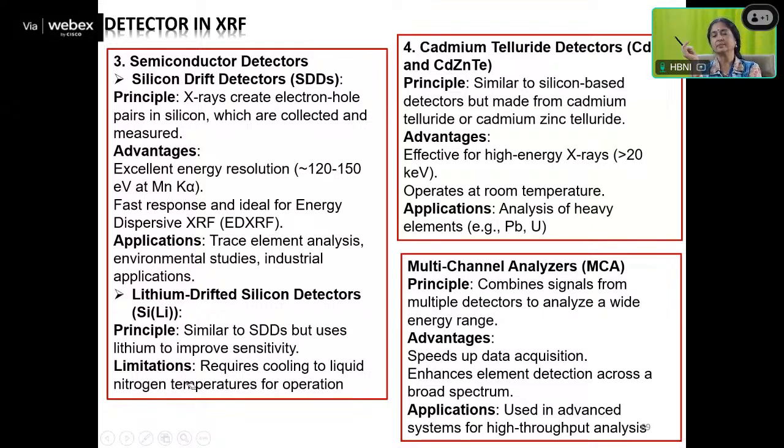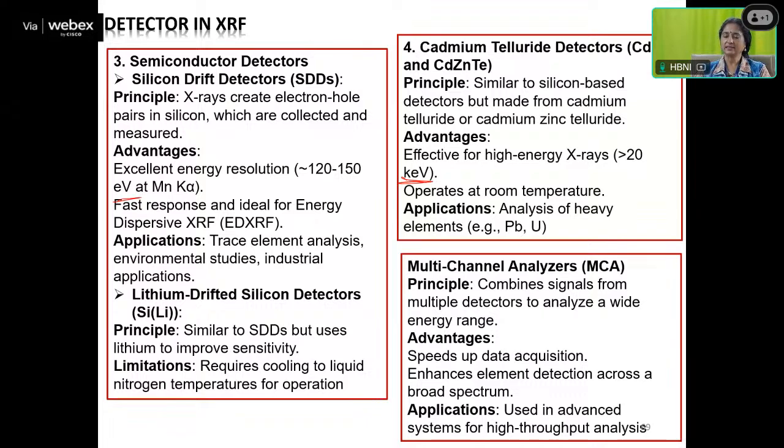The fourth one is cadmium telluride detectors. The principle is similar to silicon-based detectors, but they are made from cadmium telluride or cadmium zinc telluride. The advantage is that they are effective for high energy X-rays greater than 20 keV. You can see here it is only eV, whereas here it is keV. They operate at room temperature. Applications include analysis of heavy metals like lead and uranium. And there is the multi-channel analyzer.